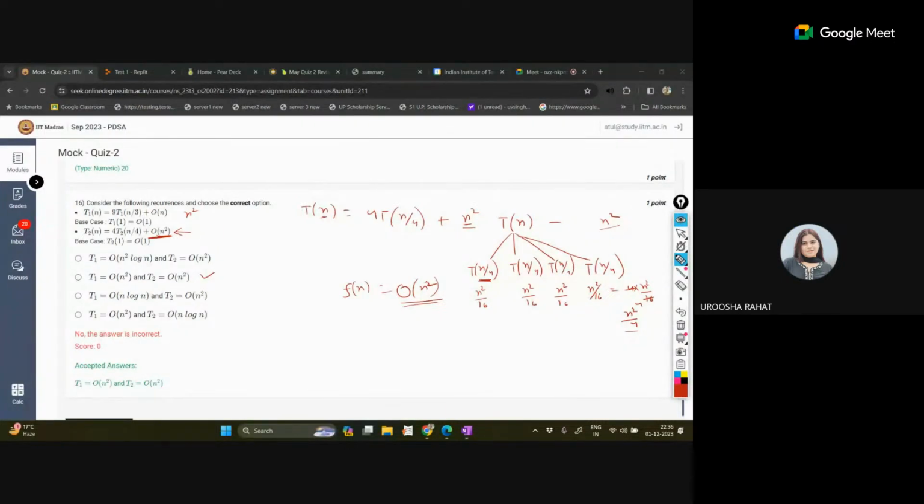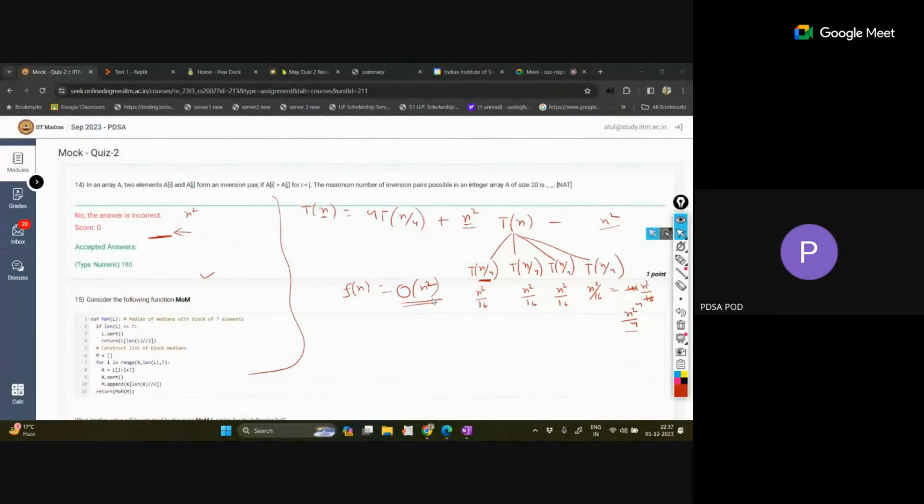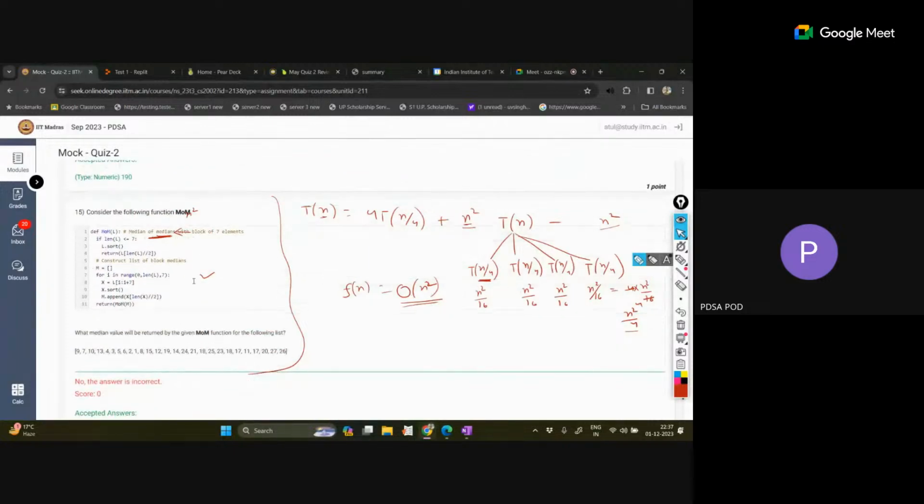Today was the revision of week 7 and 8 also. We have done only the mock, and in the mock also some questions were already discussed from those weeks. The important thing in week 7 and 8 is the recurrence relation I just discussed. This part you should know. And in week 8, the first thing is the inversion pair. This is also an important question, generally asked many times. And this MOM we have discussed.